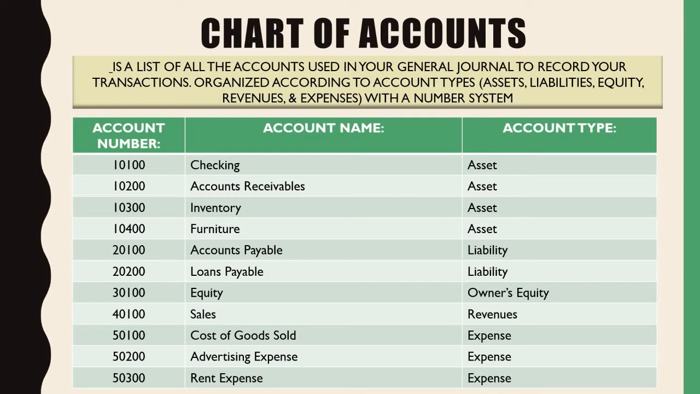But if it makes sense for your company to say my assets are going to start with A100, there's my checking account, A100. My liabilities will be L200. My expenses are E300, okay? O could be owner's equity, O400. It's whatever your company wants to determine, some kind of sequence or some kind of way to make it easier for you to fill in your journal, because you don't necessarily have to use account types.